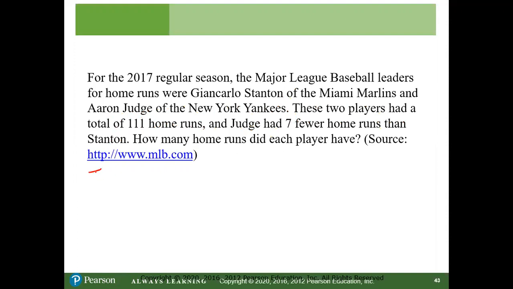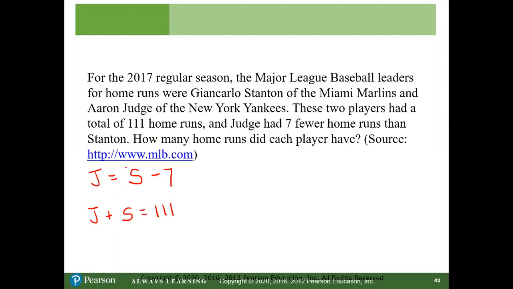So Judge had, meaning his home run total was equal to 7 fewer than Stanton. So you have this Stanton minus 7. His total was equal to 7 fewer than however many Stanton hit. And it also says that the two players had a total of 111 home runs. So if you take Judge's total and add it to Stanton's total, it would equal 111 home runs.